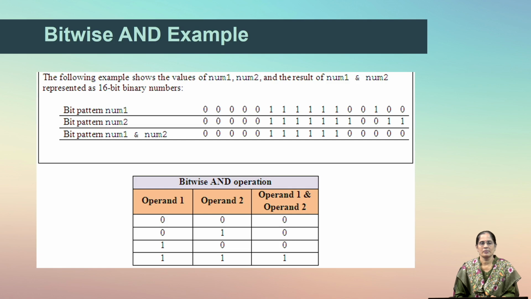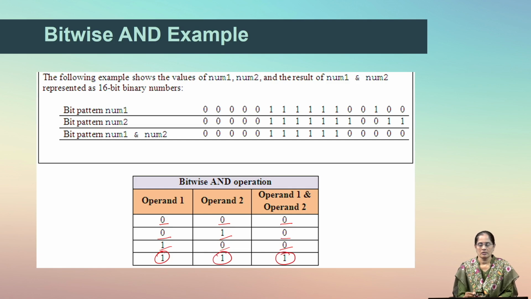Considering a 16-bit binary pattern, we will assume num1 and num2 with two different patterns, and by applying the AND operation, we get: if both the inputs are 0, the output is 0. If one of the inputs is 1, again the output is 0. If again one of the inputs is 1, the output will be 0. Only when both the inputs are 1s, we get the output bit to be 1.